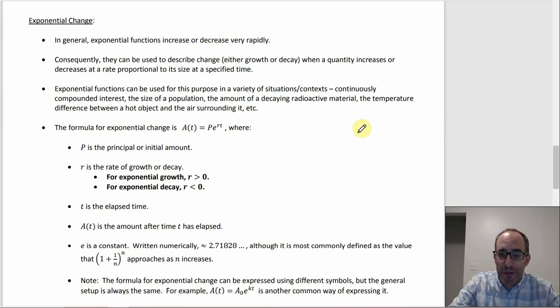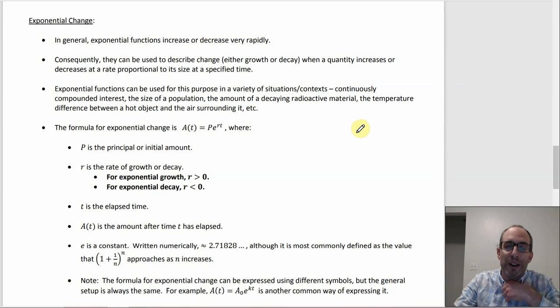Decaying radioactive material, so that one would be a decrease, right? And temperature difference between a hot object and the air surrounding it, that's also going to be a decrease, right? Because you take a cup of coffee and you put it on the table and leave it there, the coffee gets colder, right? It doesn't get warmer. So that's a decrease, right? That temperature difference, eventually it'll get down to 0, where then the coffee would be room temperature.